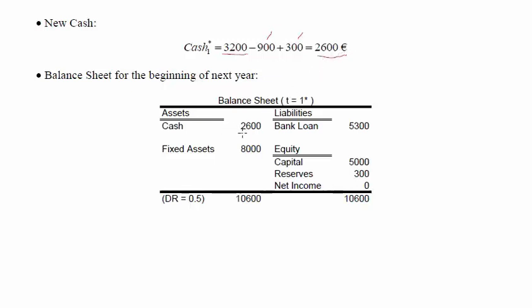Okay, so in terms of assets, there is no change from the end of one year to the beginning of the next year. In terms of bank loan, we have an increase of 300 euros. So now we have 5,300 euros due to this new loan. Okay. In terms of equity, the capital, that is the original amount of money that we put in the company, remains the same. We didn't put more money yet. And we have 300 euros registered as reserves. So the new total assets is 10,600 euros, which is equal, of course, to liabilities and equity. And of course, the debt ratio is 0.5 as it was planned.